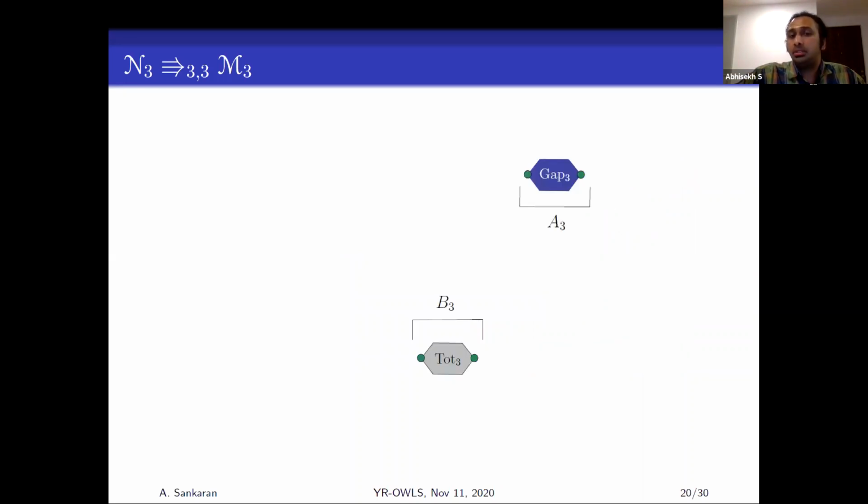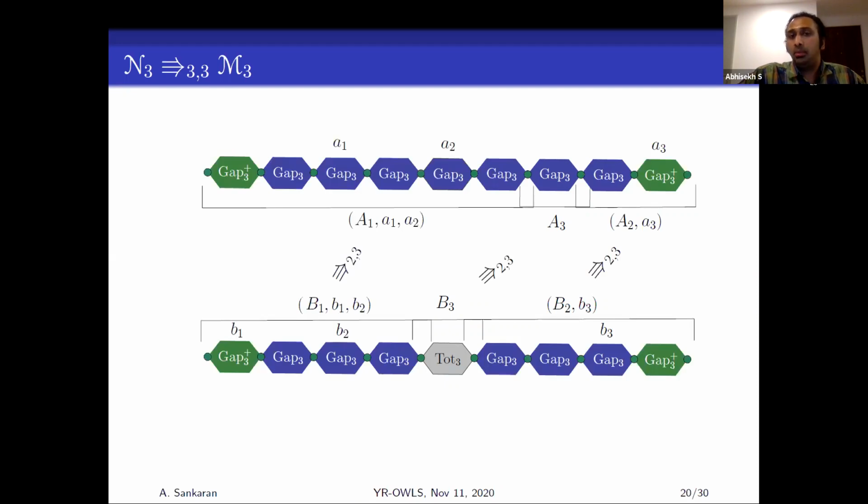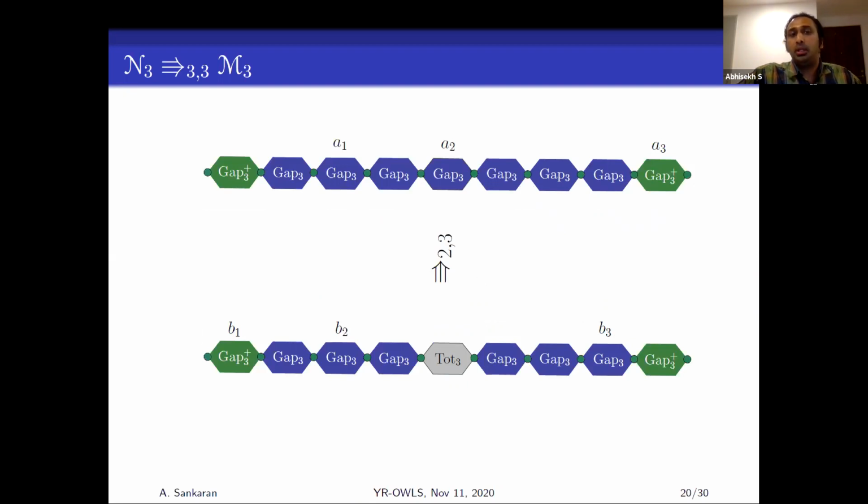And we have already established that tot 3 is 2, 3 related to gap 3. We put all these results together, and we utilize the composition property of the ordered sum. And that gives you a 2, 3 relationship between the top structure with A1, A2, A3 and the bottom with B1, B2, B3, which only means that because A1, A2, A3 were arbitrary, N3 is 3, 3 related to N3. And that gives you your result.